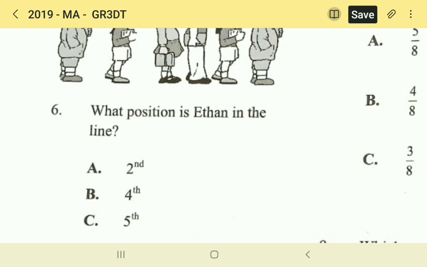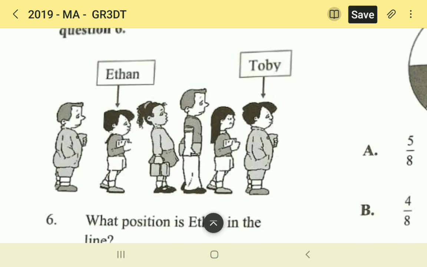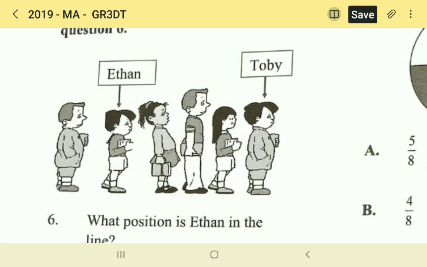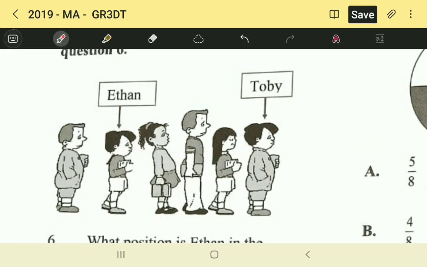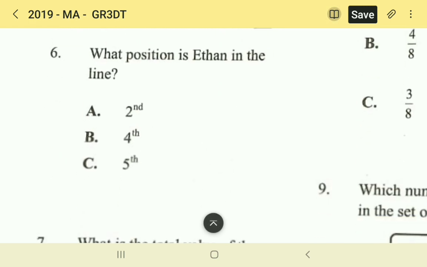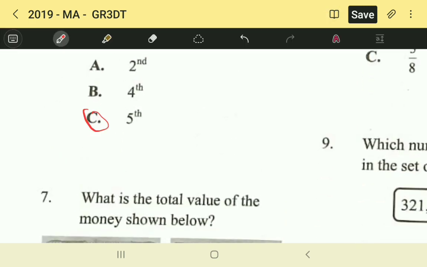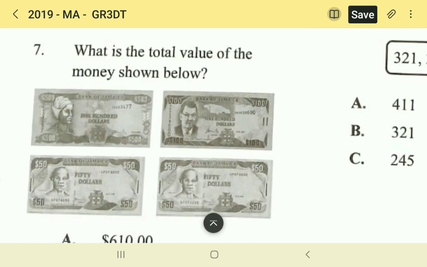What position is Ethan in the line? And if you remember, well, I think he was at 5th. And first, Toby is first. So first, second, third, 4th, Ethan is at 5th. Let's go down and find 5th is at C. Good job. Moving on to 7.